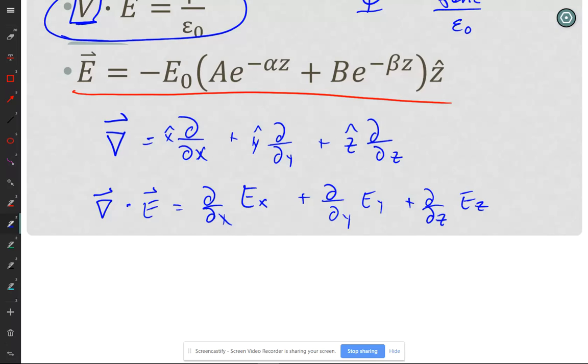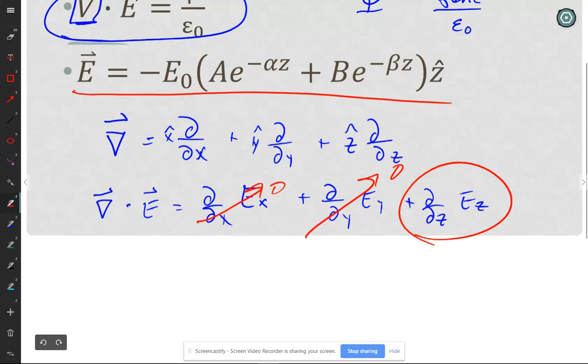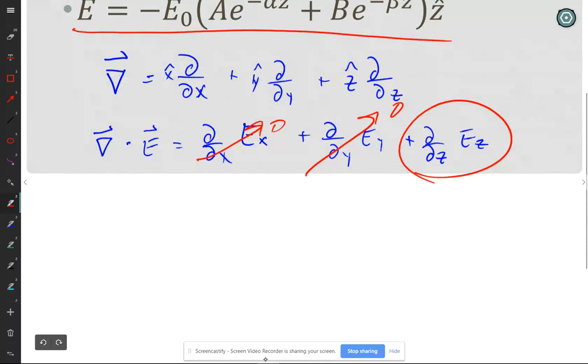So right off the bat, because this is all in the Z direction, I can say this is 0, and this is 0, and I only have to do that derivative. Furthermore, the only variable in there was dz. So even if there was an X and a Y component, if they only depended on Z, it would still not matter. Okay, so let's do that derivative.